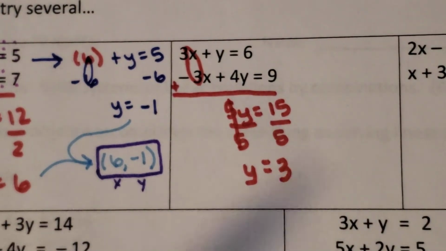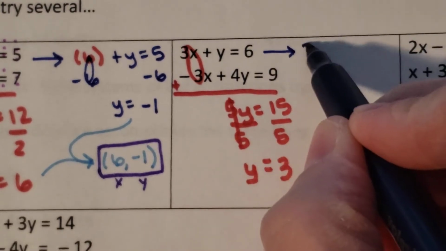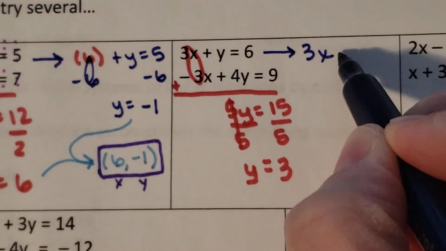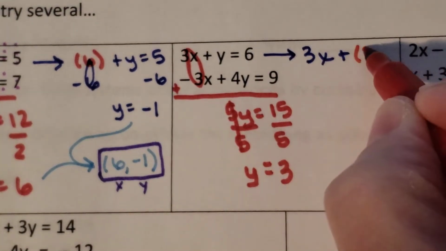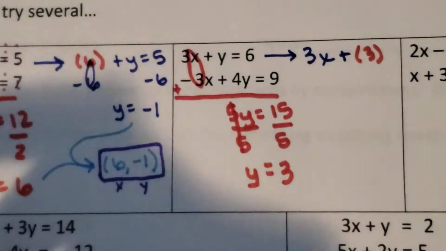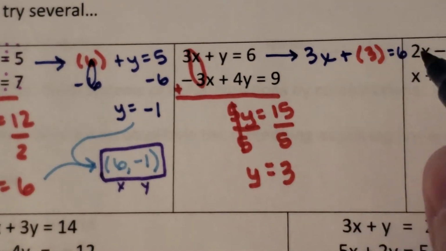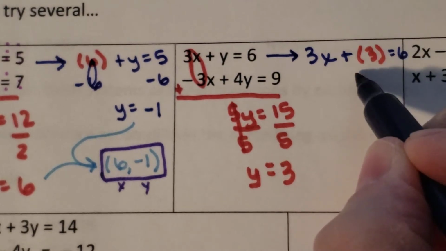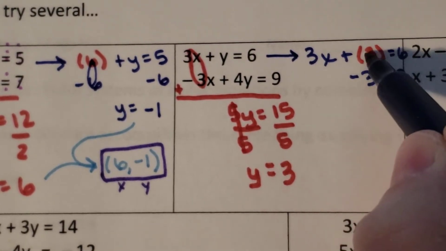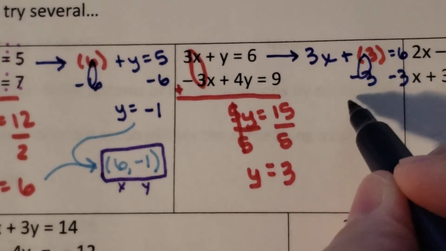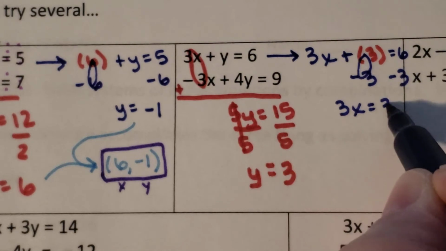And now that I know what y equals, I can put it into either of the other equations to solve for x. Instead of y here, I'm going to put in what y is equal to, which is 3, equals 6. Alright, the reverse of a positive 3 is a negative 3. What I do on one side, I do to the other. 3 minus 3 is 0. So I'm left with 3x is 6 minus 3 is 3.